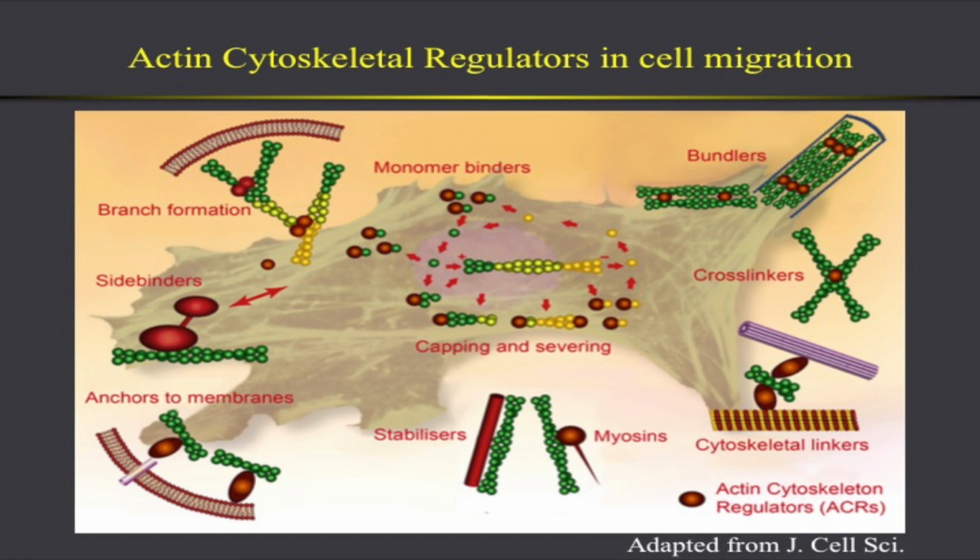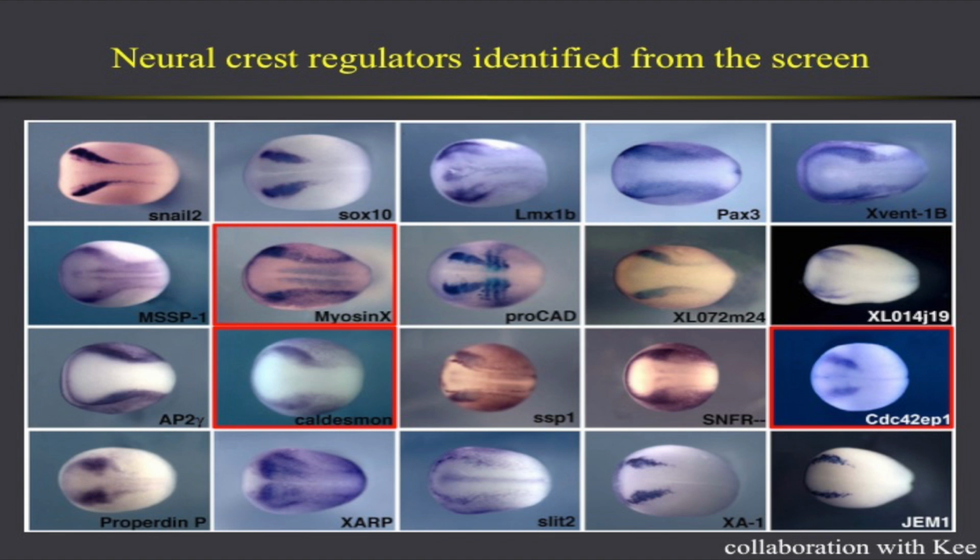Lots of those actin regulators are actually ubiquitously expressed throughout different cell types. So I'm curious to find out whether there are any special actin regulators that are utilized by neural crest cells to achieve their extraordinary migratory ability compared to some other cell types. From a microarray screen, we've identified a few cytoskeleton remodelers that are highly expressed in neural crest cells compared to other cell types. This includes myosin 10, caldesmon, and Cdc42 effector protein 1.